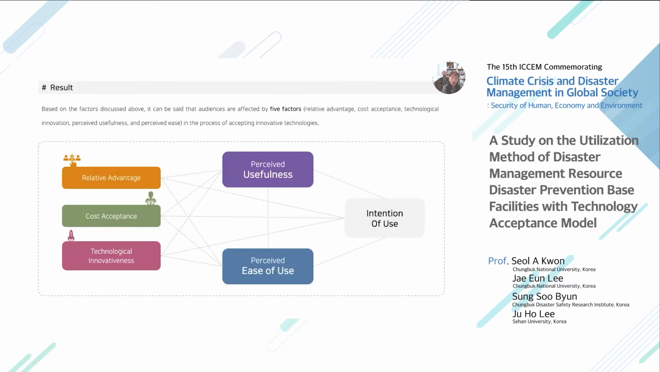Based on the factors discussed above, it can be said that the audience is affected by five factors: relative advantage, cost consideration, technological innovativeness, perceived usefulness, and perceived ease of use in the process of adopting innovative technology.